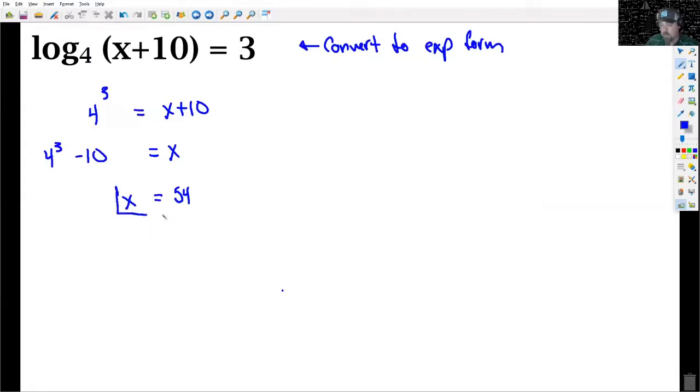That's it. This is our rounded and exact. And one ball of wax. I like it. I like it a lot.